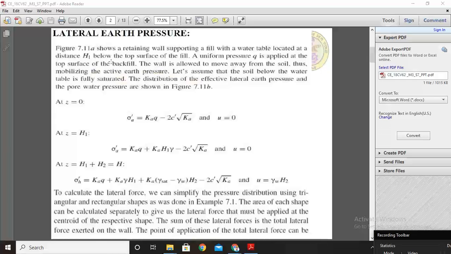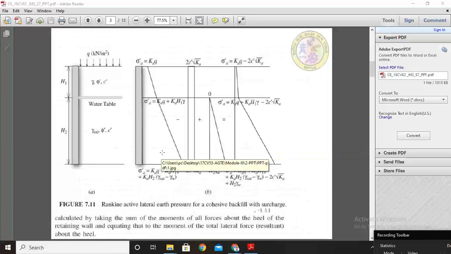Figure 7.11a shows a retaining wall supporting a fill with a water table located at a distance h1 below the top surface of the fill. A uniform pressure Q is applied at the top surface of the backfill. The wall is allowed to move away from the soil, thus mobilizing the active earth pressure. Let us assume that the soil below the water table is fully saturated. The distribution of the effective lateral earth pressure and the pore water pressure are shown in Figure 7.11b. See here, this and this.